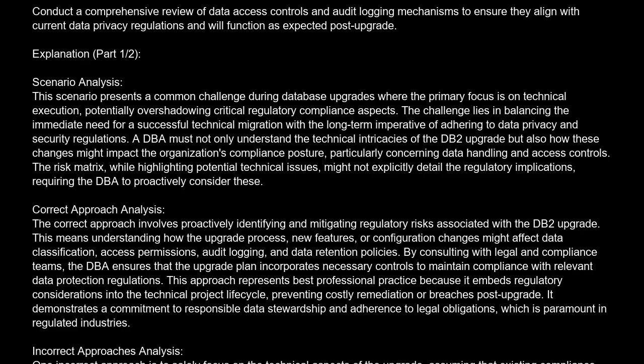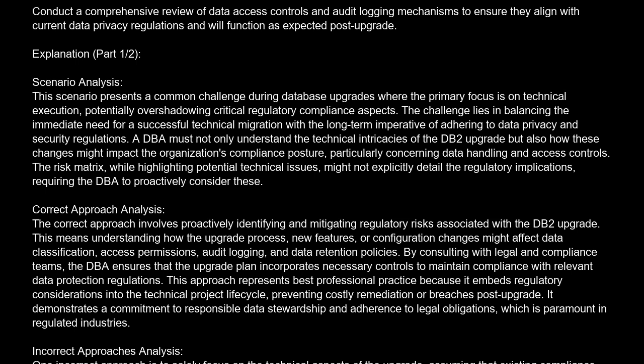Explanation. Scenario analysis. This scenario presents a common challenge during database upgrades where the primary focus is on technical execution, potentially overshadowing critical regulatory compliance aspects. The challenge lies in balancing the immediate need for a successful technical migration with the long-term imperative of adhering to data privacy and security regulations.